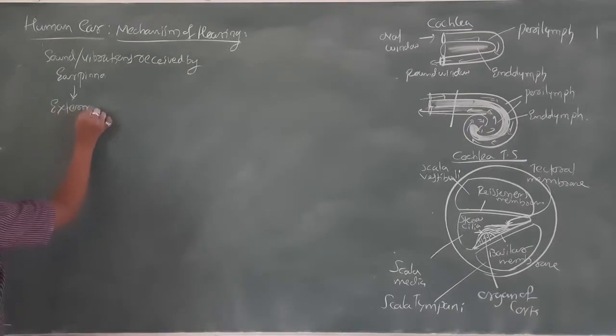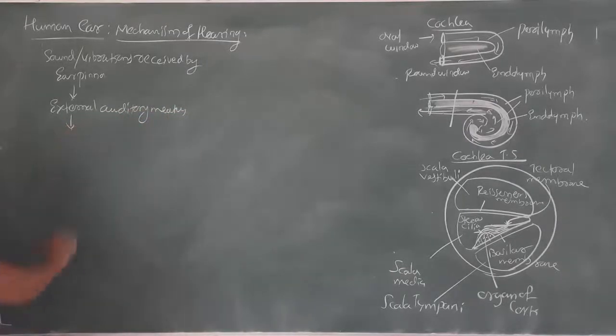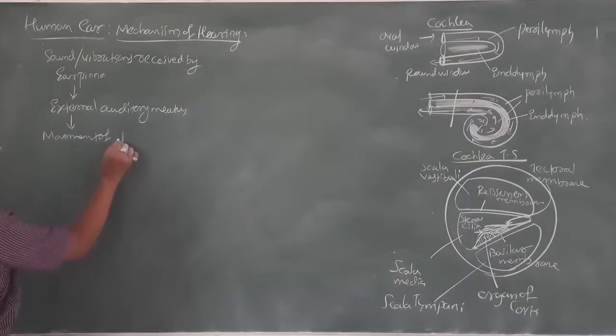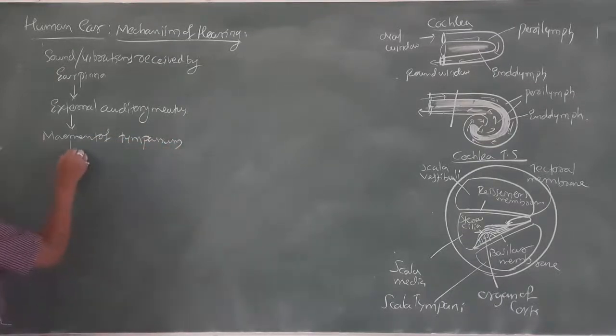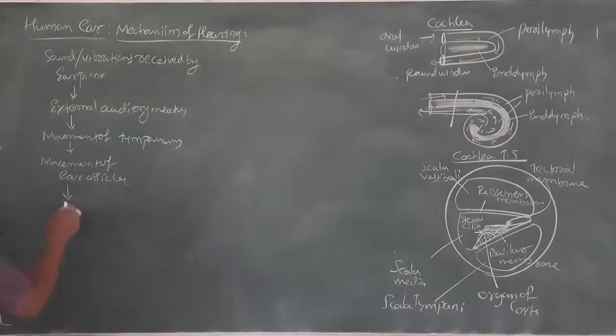External auditory meatus. Then it is causing the movement of the tympanum. Then movement of the ear ossicles.